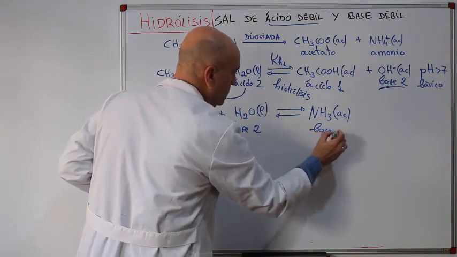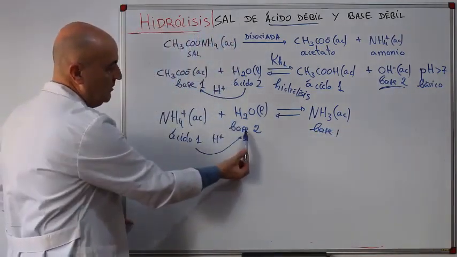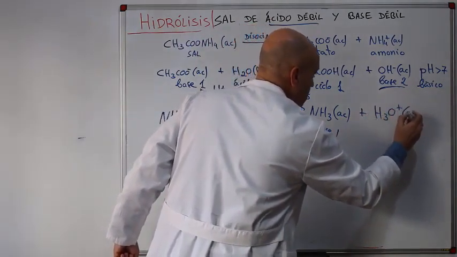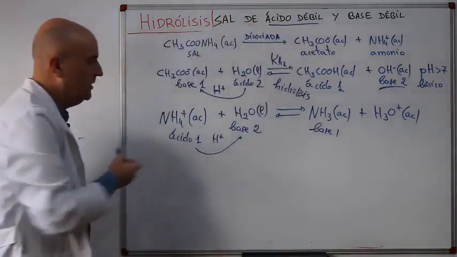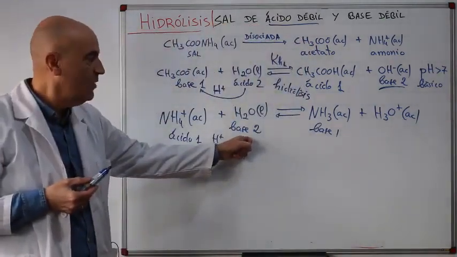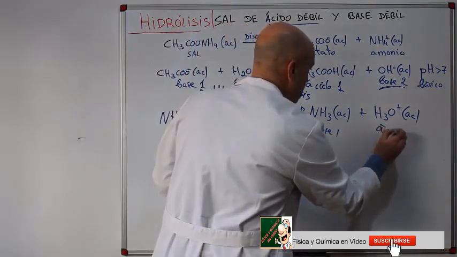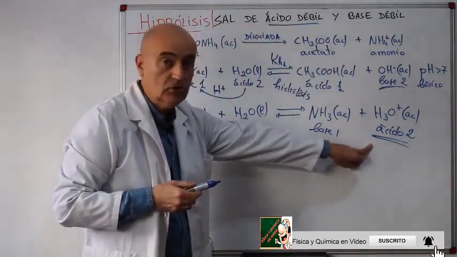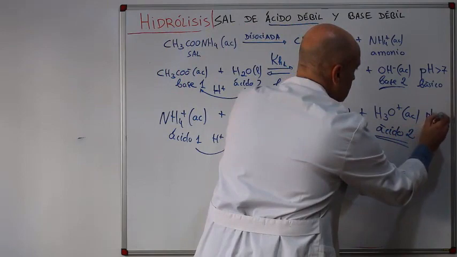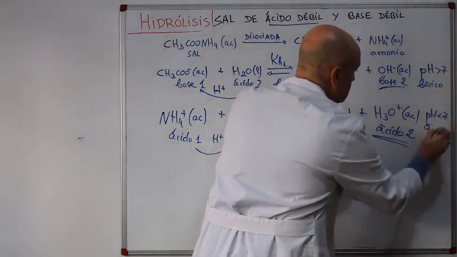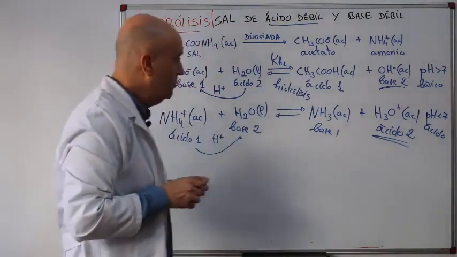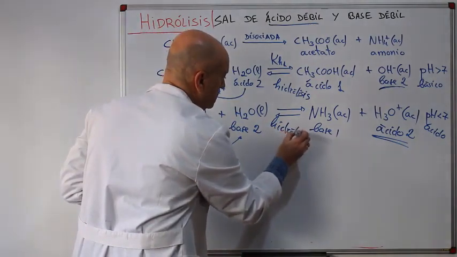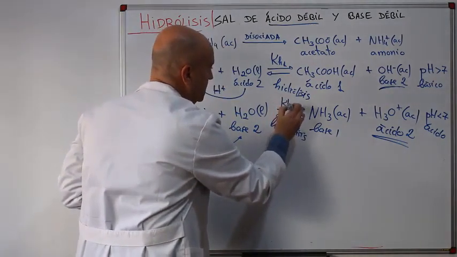Of course, this proton has moved to the water, and I'll have H3O plus. Therefore, because of the ammonium ion reaction with the water base, I will have as the conjugate acid, acid number 2, a solution of protons that causes a pH less than 7, or in other words, an acidic pH. Then I have two hydrolysis equilibria. This is also the second hydrolysis. I'm going to call it K sub H number 2.